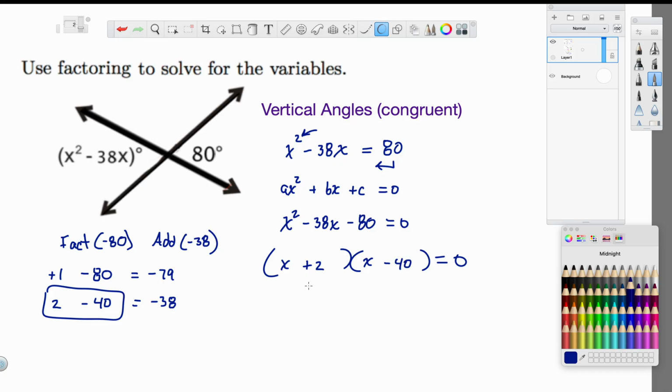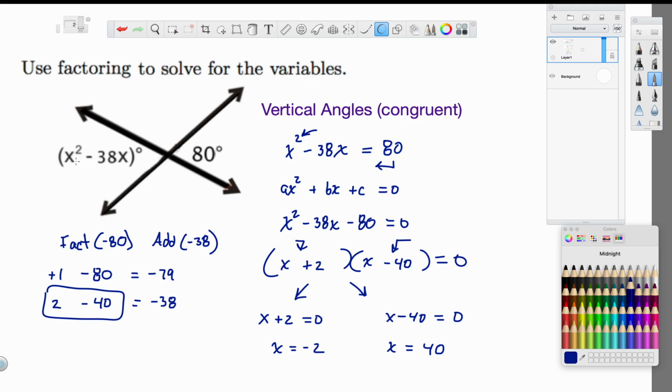Now we're going to use the multiplicative property of 0, which means anything times 0 is 0. So what value makes this whole quantity 0? Let's just set each factor equal to 0. I don't need the parentheses, so let me take them off. x plus 2 equals 0, and x minus 40 equals 0. When I solve for x here, I get x equals negative 2, and here I get x equals 40.